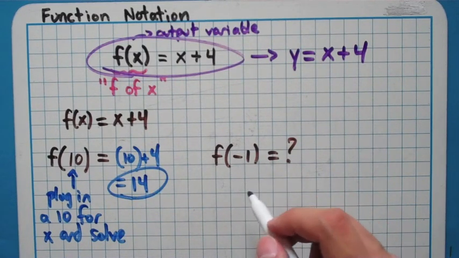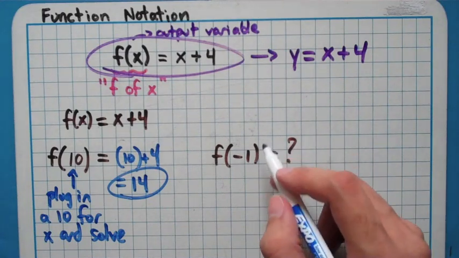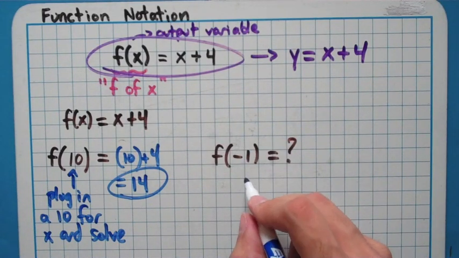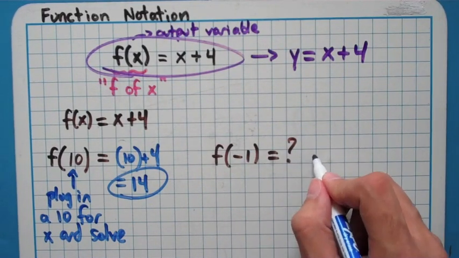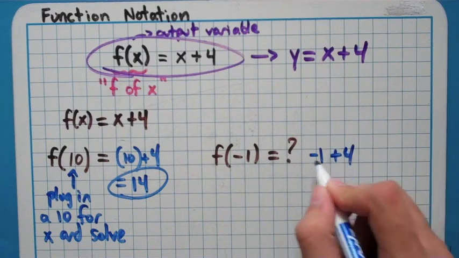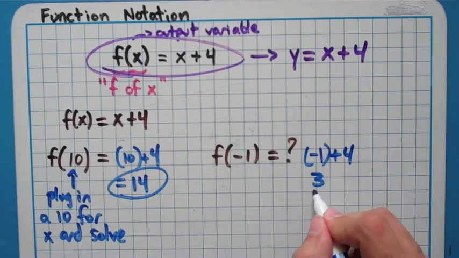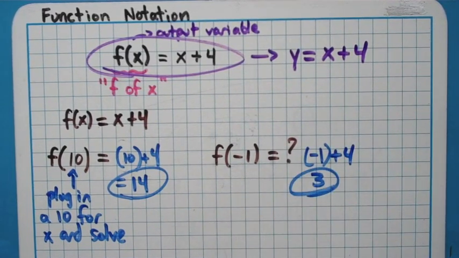Same deal on this one right here, f of -1. If you plug a -1 in to x up there, you get -1 plus 4. My answer is positive 3. So f of -1 equals 3. I want to wrap up this video by doing another example.